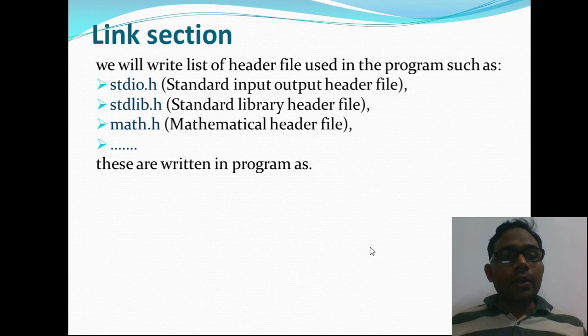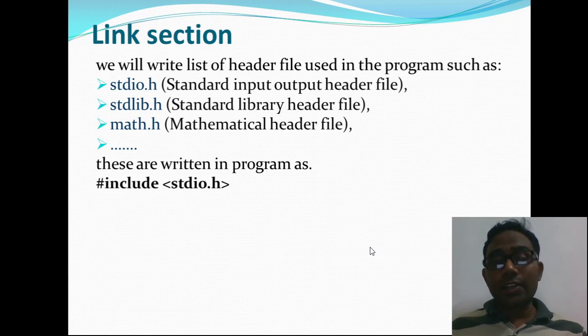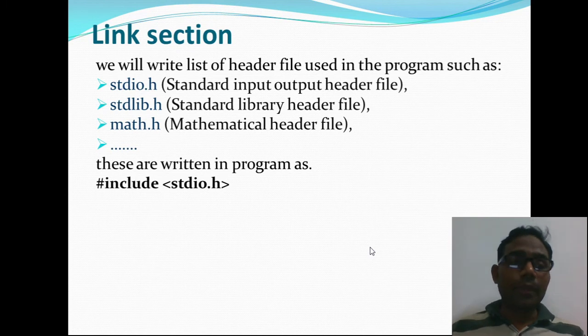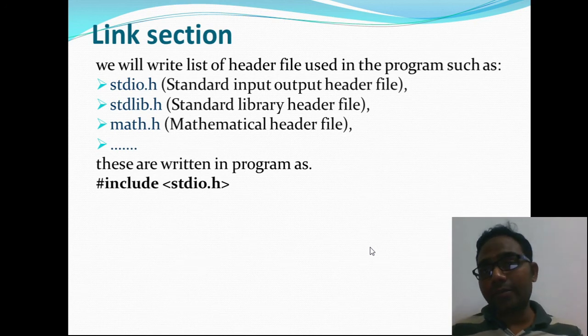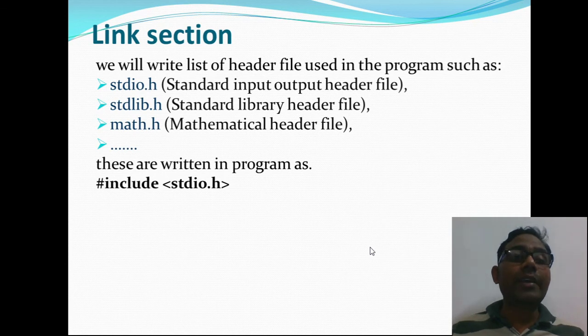Now let us write a program. These are written in a program as hash include stdio.h. Again, a header file is of two types. One is a built-in header file, another one is a user-defined header file. Built-in header files come with the compiler. If you are going to design your own header file, then it is called a user-defined header file.